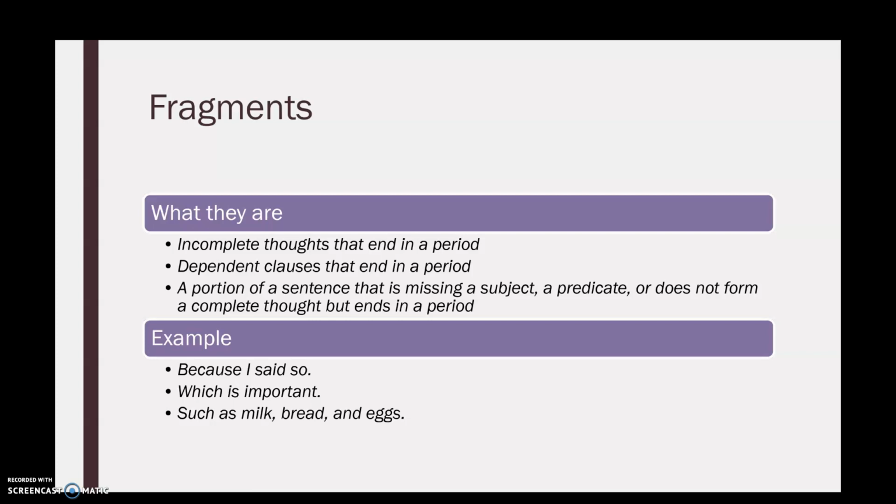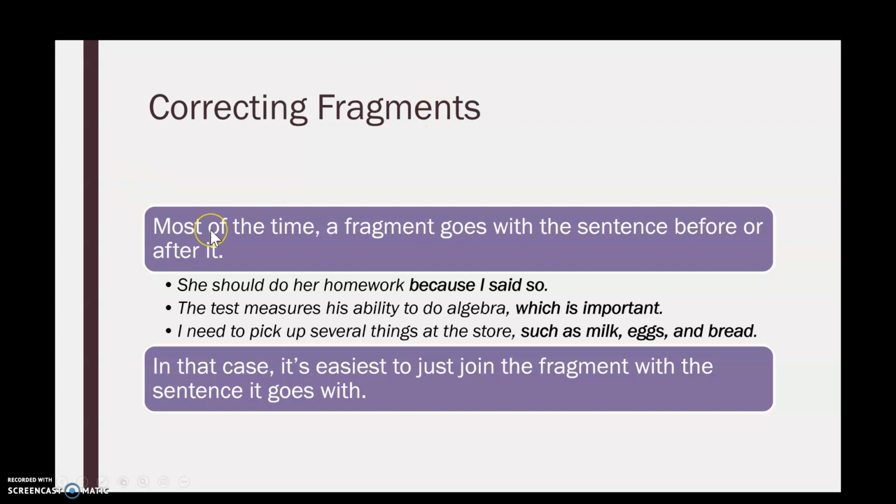"Because I said so." That doesn't have a subject or a verb, so it is not a complete thought. It is not an independent clause, but it seems to be ending in a period, which makes it a fragment. "Which is important." Same thing, we don't know what's important, we don't have a verb, but this little phrase seems to be ending in a period, so it's a fragment. "Such as milk, eggs, and bread." Same thing. It's not a complete thought, doesn't have a subject and a verb, but it's ending in a period, so it's a fragment. So how do you correct fragments?